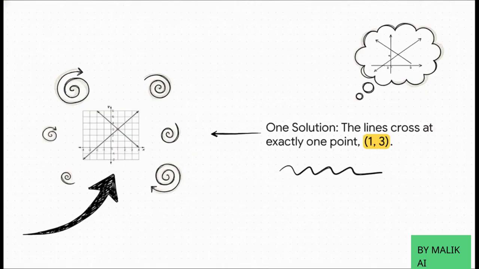Okay, so this is the one you're going to see most of the time. The lines cross at exactly one spot. And when you've got the graph right in front of you, finding the solution is a piece of cake. We just follow the lines to where they meet. For this one, we go over 1 on the x-axis and up 3 on the y-axis. Boom, the solution is (1, 3). One intersection, one solution. Simple as that.